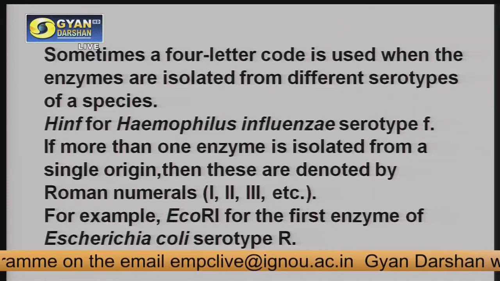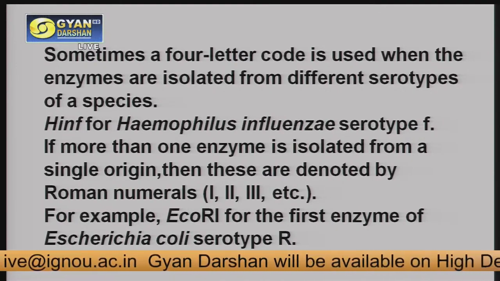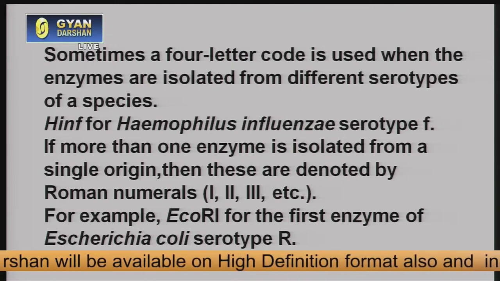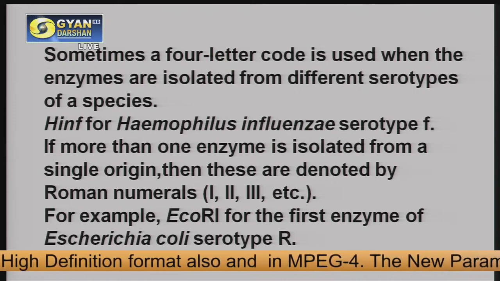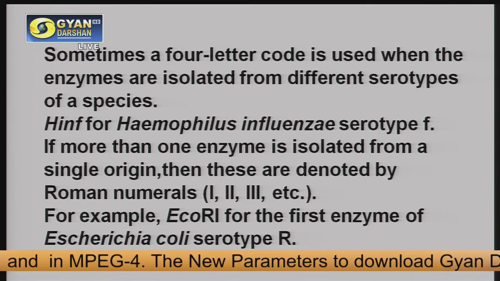Sometimes a 4-letter code is used when the enzymes are isolated from different serotypes, like HIN-F. HIN, the enzyme is isolated from Haemophilus influenzae serotype F. Therefore, you are using small f, but you are not italicizing F. Mind that F is a normal one.